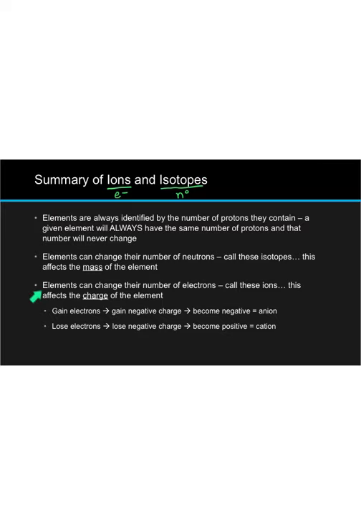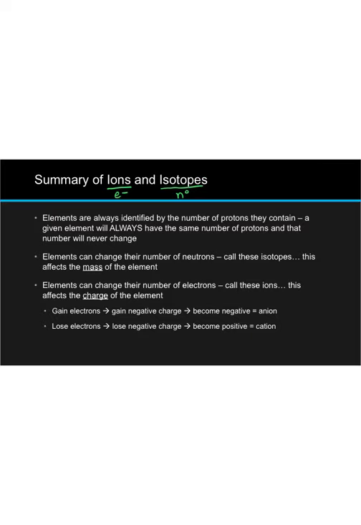Elements can simultaneously or separately change their number of electrons. We call a result an ion because these things are charged. The gain of electrons means that an atom has gained negative charge and has become negative. We call a negatively charged ion an anion. And similarly, the loss of electrons means the loss of negative charge, so that an atom becomes positive. We call such an ion that's positively charged a cation.